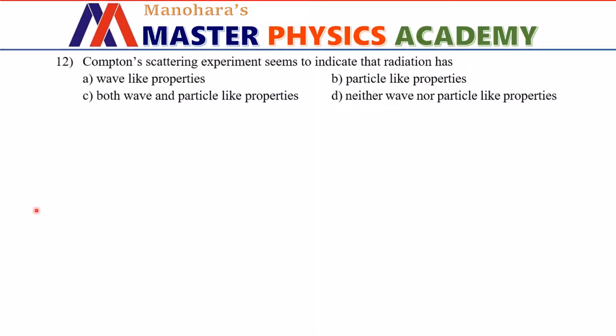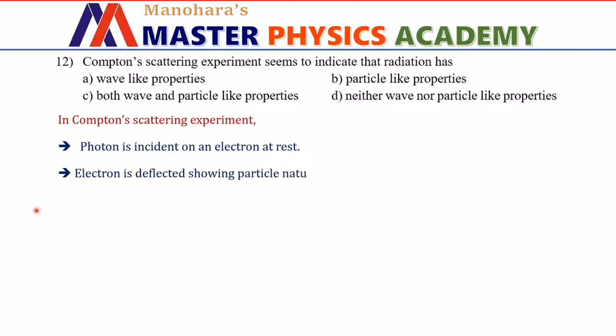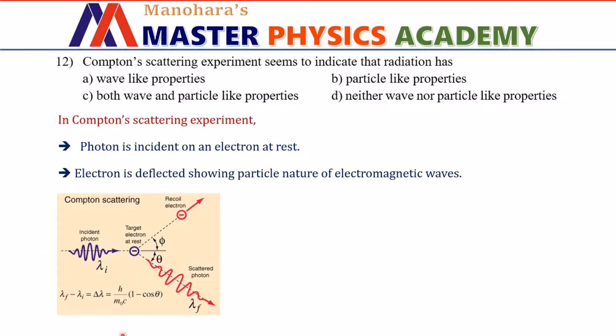Compton's scattering experiment seems to indicate that radiation has. In Compton's scattering experiment, we have a photon which is incident on an electron at rest. The electron is deflected, showing the particle nature of the electromagnetic waves. You can see the pictorial representation of the Compton scattering experiment here. It proves the particle nature of the electromagnetic waves. Hence, option B is the right choice.